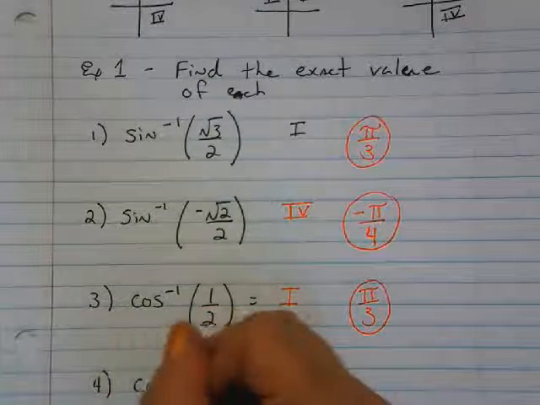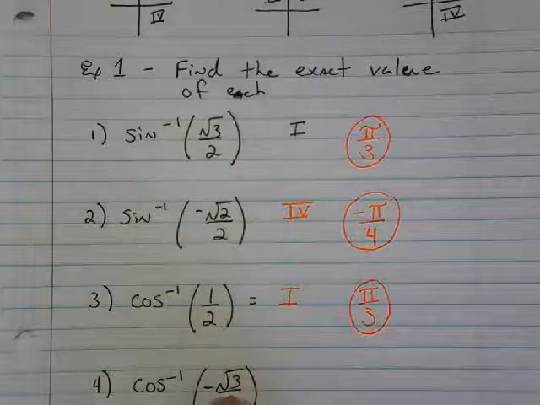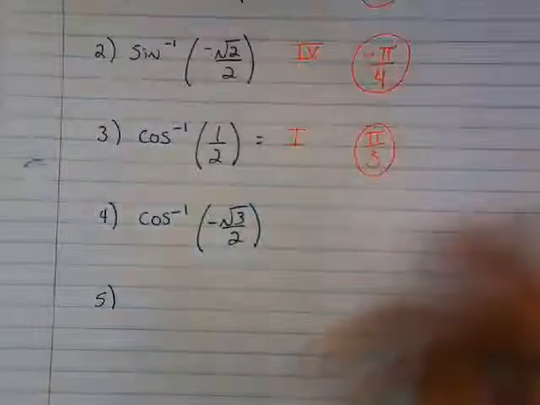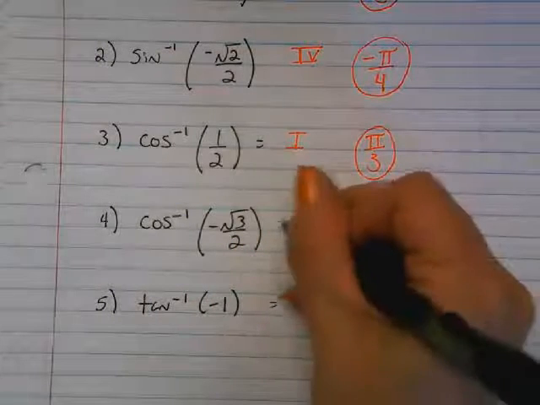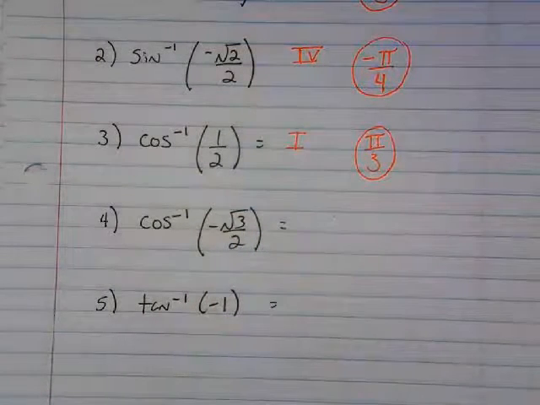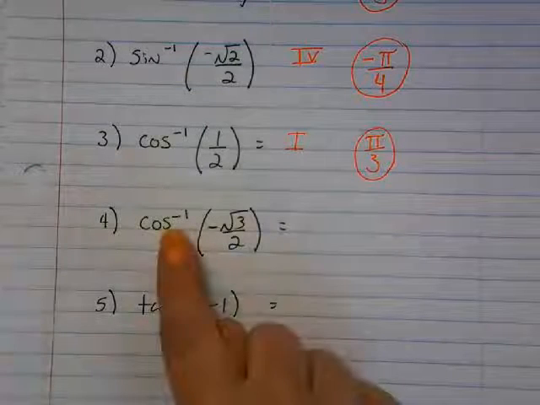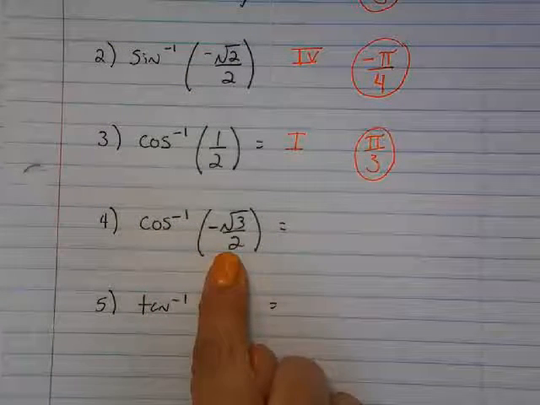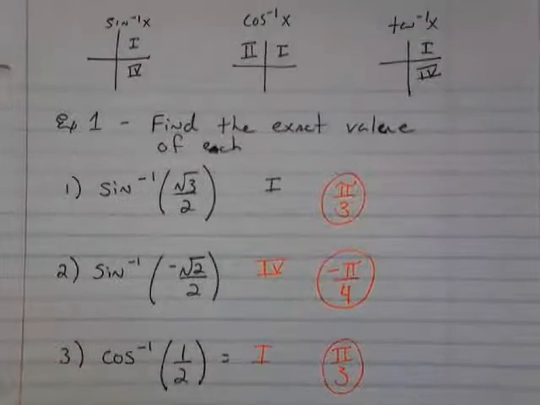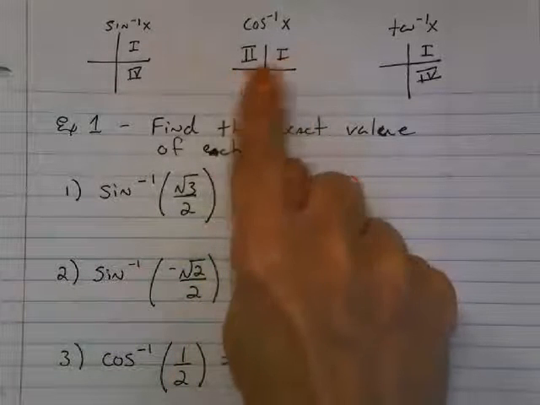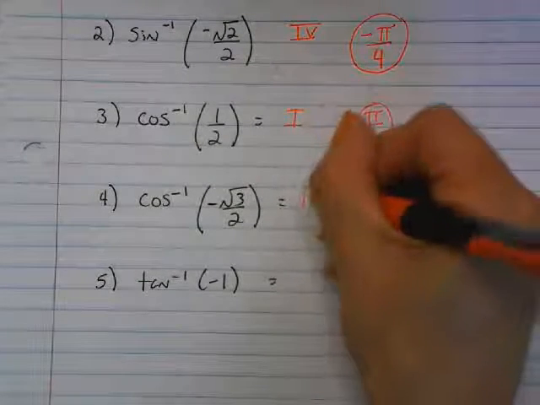Alright, let's try 2 more. Let's do the inverse cosine of negative square root of 3 over 2, and then I'm going to do the inverse tangent of negative 1. So what I'd like you to do is go up to the top of your page where you have your quadrants drawn and decide what quadrant you need to be in if you're taking the inverse cosine of a negative. So you knew you were in one of these quadrants, and if cosine is negative, you must be in quadrant 2. So we're going to have to do a little bit of work.